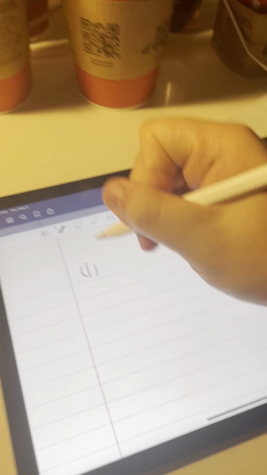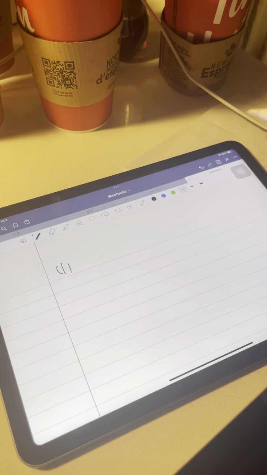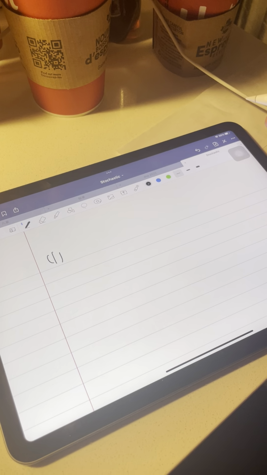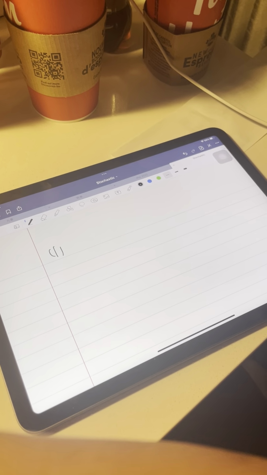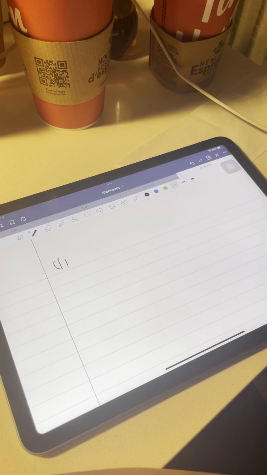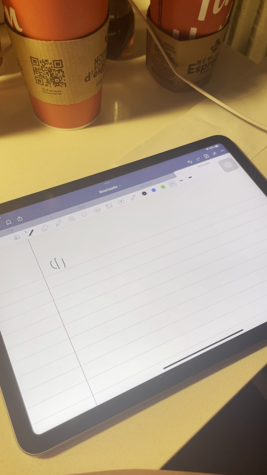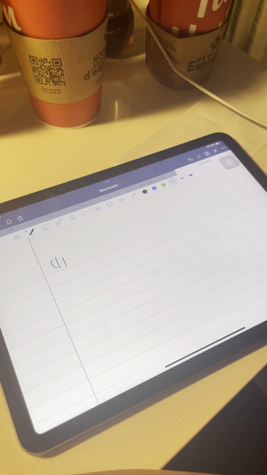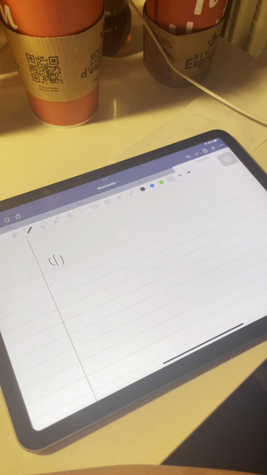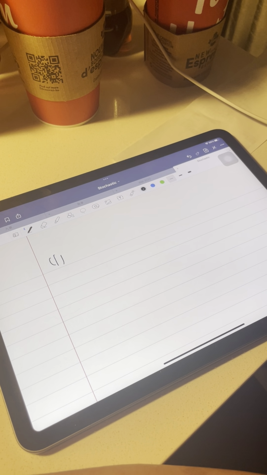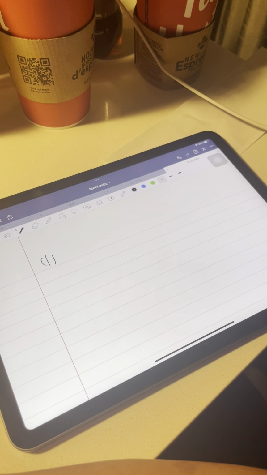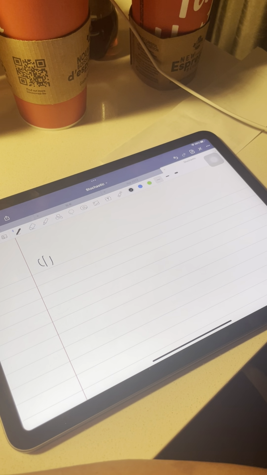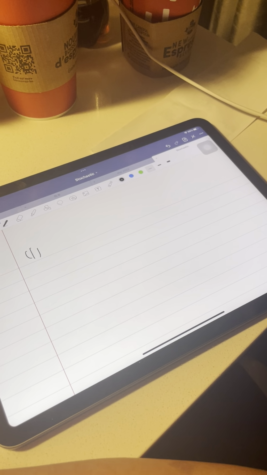So here I'm doing problem 3 on homework 1. The first part is asking us to find the probability that 0 is received. We know there is a 0.6 probability that 0 is transmitted, and when 0 is transmitted, there is a 0.7 probability that 0 is actually received.